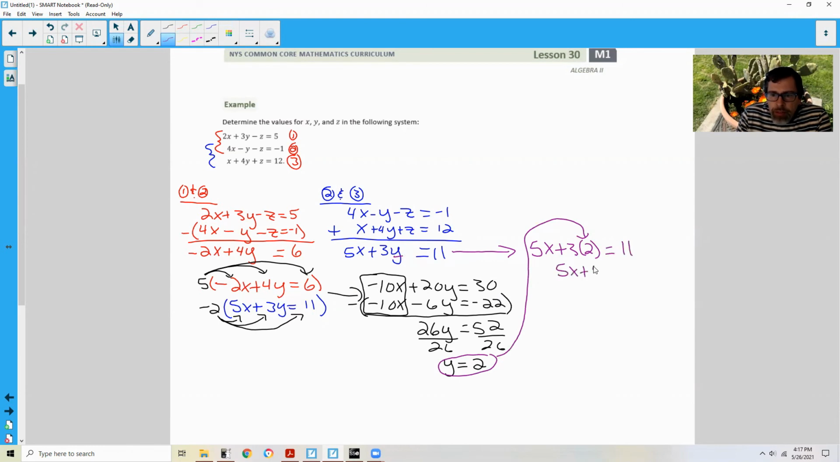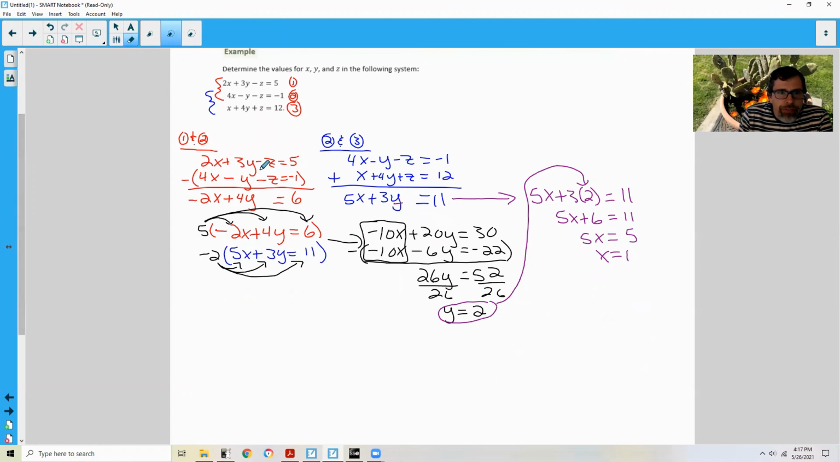5x plus 6 equals 11. Subtract 6 to the other side, 5x equals 5, and therefore divide both sides by 5 will give us x equals... 5 divided by 5 is 1. Okay, so I am going to get an answer. Oh, let's just wait. Let's finish before I do that.